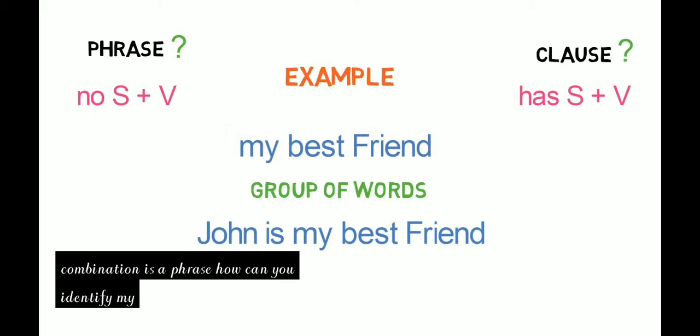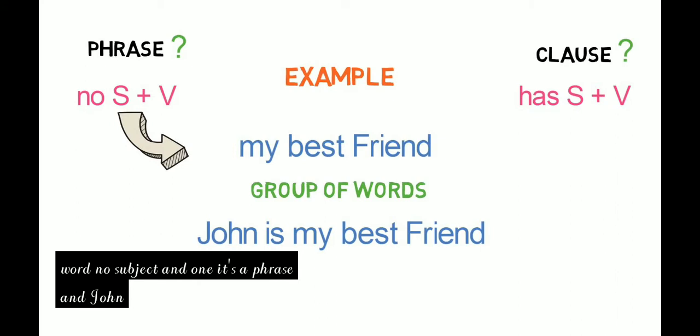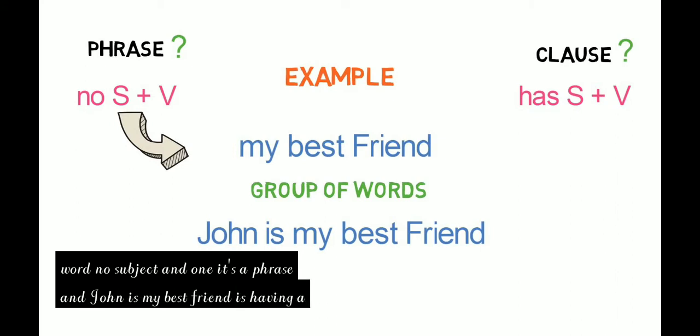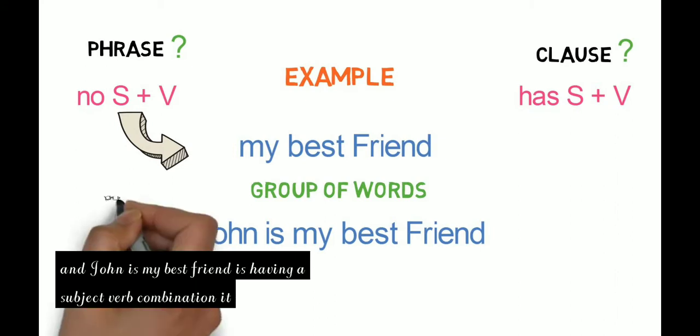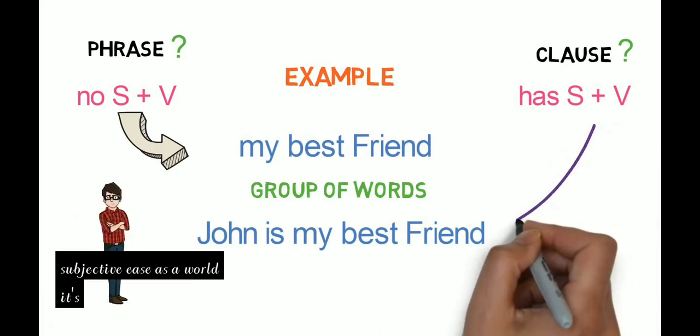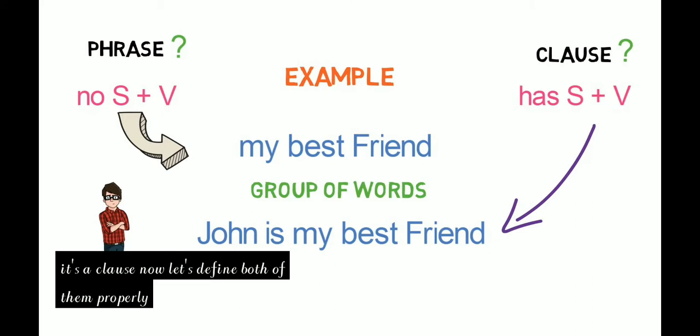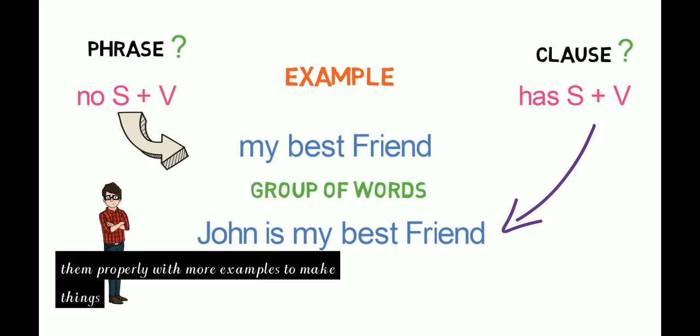Now can you identify? My best friend is a group of words with no subject and verb, so it's a phrase. And John is my best friend has a subject-verb combination, that is, John as a subject and is as a verb. So it's a clause. Now let's define both of them properly with more examples to make things clear.